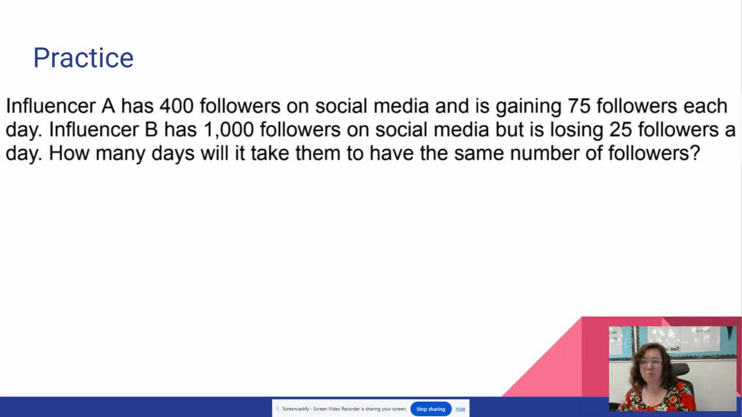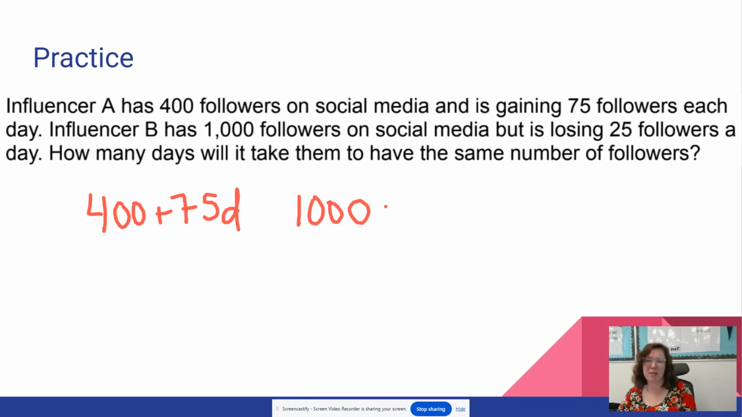Influencer A has 400 followers on social media and is gaining 75 followers each day. I could put D for day. Influencer B has 1,000 followers on social media but is losing 25 followers a day. How many days will it take them to have the same number of followers? Okay, for losing followers, I put minus.